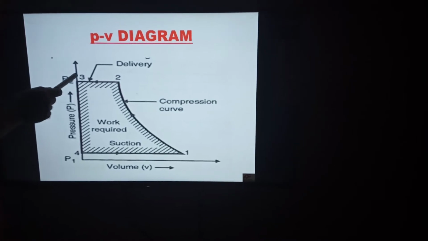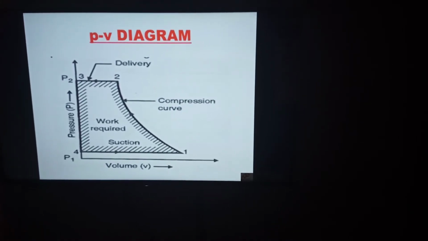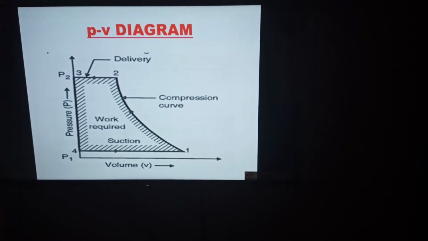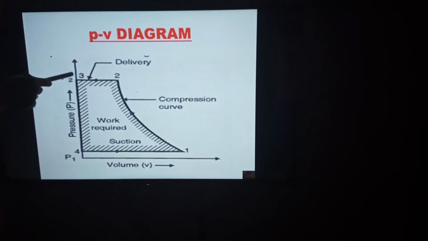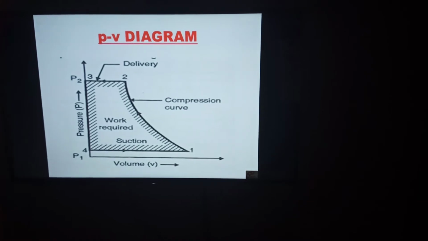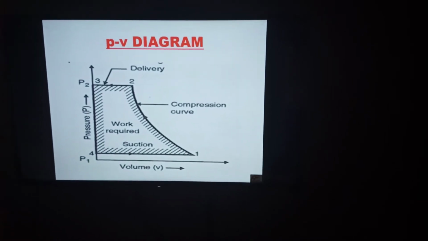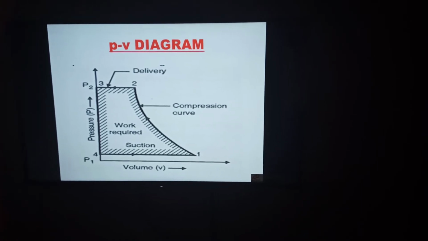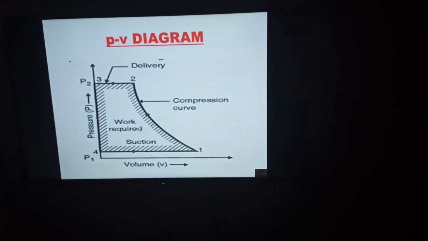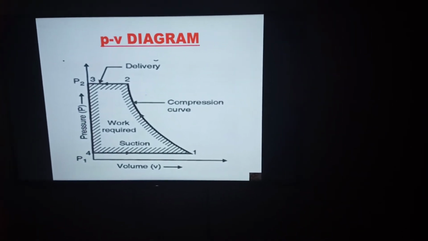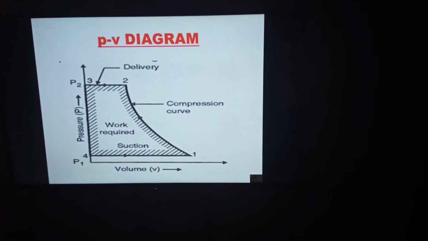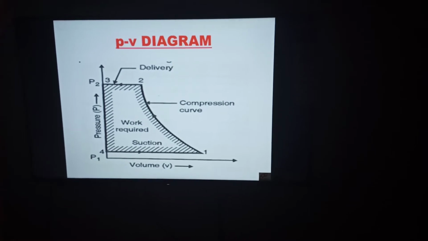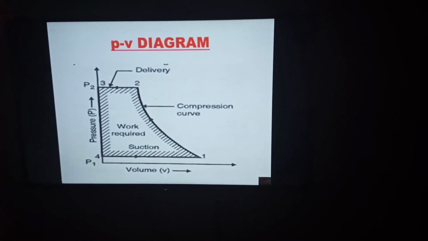And 2 to 3 represents the delivery, because you can see that 2 to 3 delivery means the air is drawn out from the compressor. So the volume decreases. So here 4 to 1 represents the suction stroke, 1 to 2 represents the compression stroke, and 2 to 3 represents the delivery stroke. The inlet pressure is P1 and the outlet pressure is P2. So this is the PV diagram for a reciprocating air compressor without clearance volume.